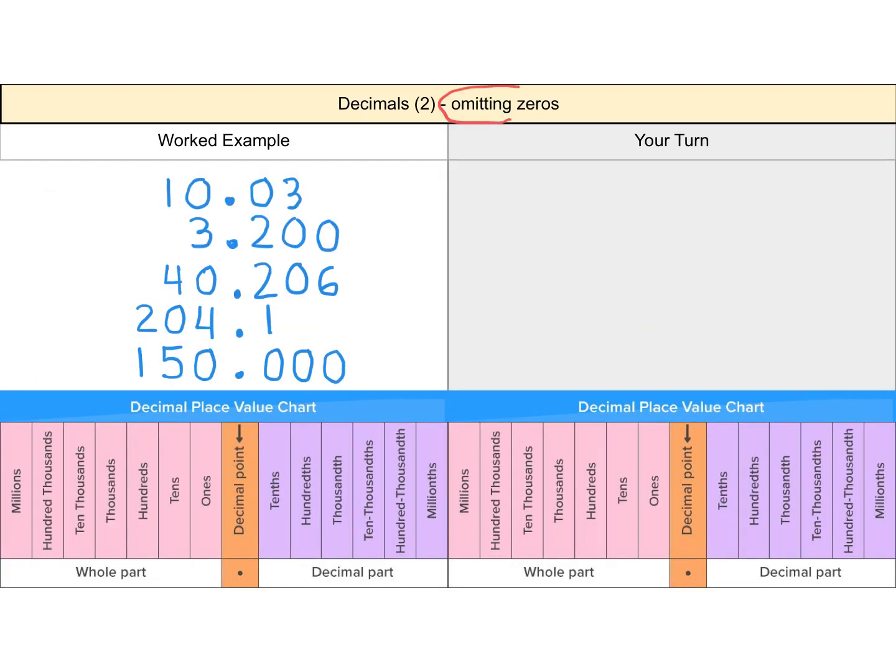Now let's talk about omitting zeros. If we have a 0 at the end of a number, such as this one here, that means we can omit it. So I could omit this 0 and I could omit this 0 because they're at the end of the decimal. However, this 0 here I cannot get rid of because there is a 3 to the right of it.